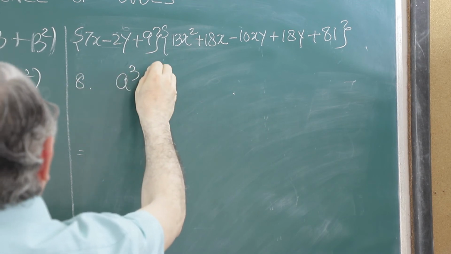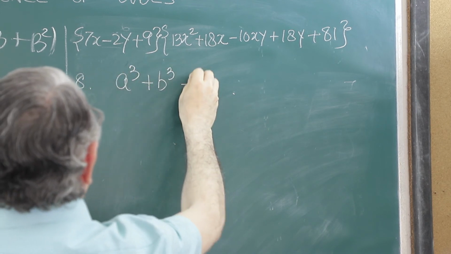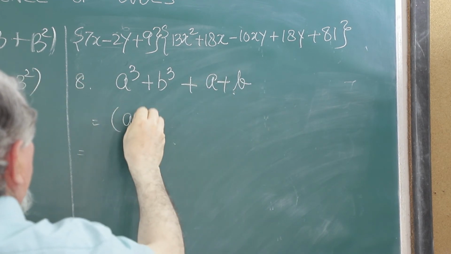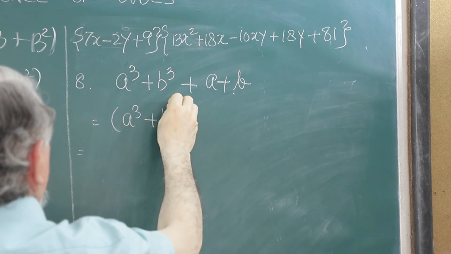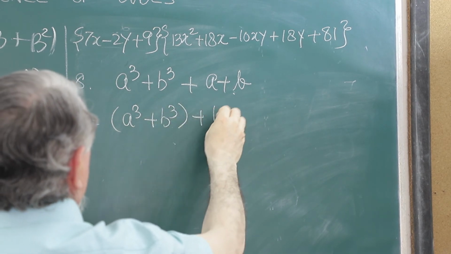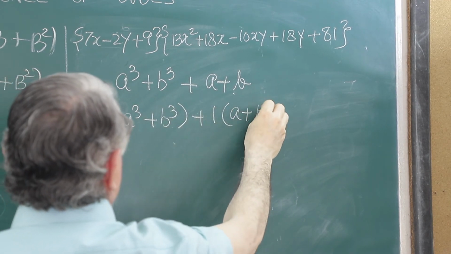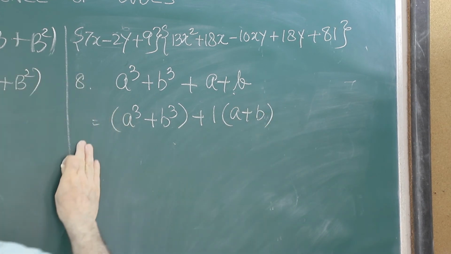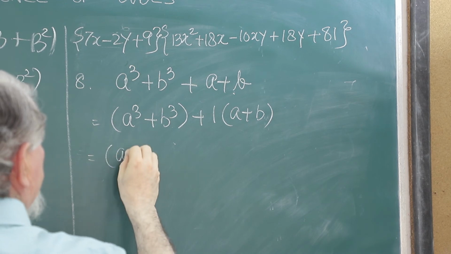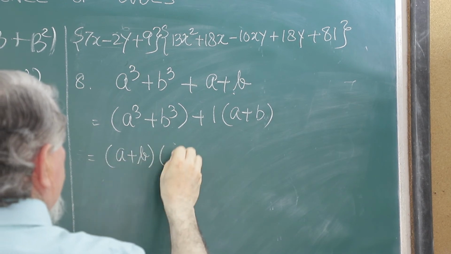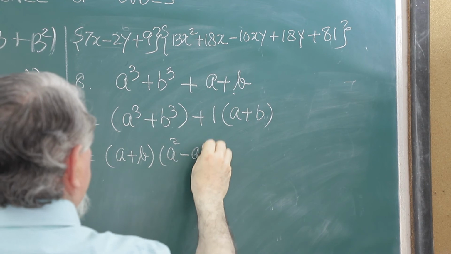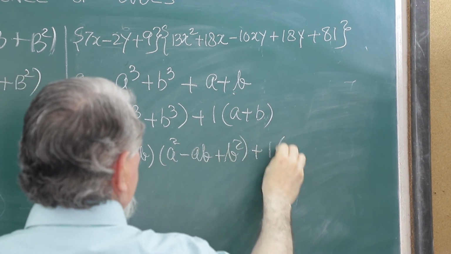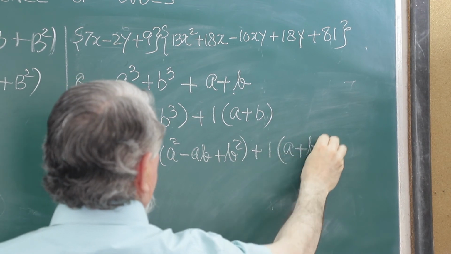a cube plus b cube plus a plus b. It will be one pair I'll make a cube plus b cube, one pair I'll make a plus b. A cube plus b cube, I can write the formula directly: a plus b into a square minus ab plus b square, plus 1 into a plus b.